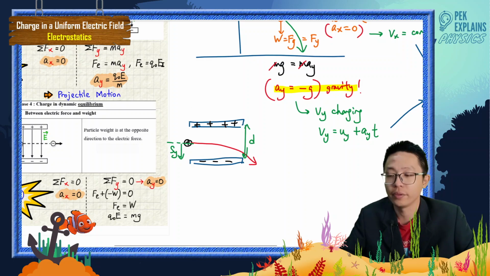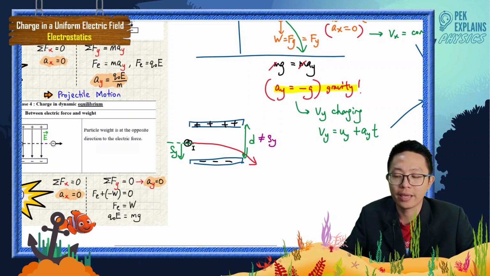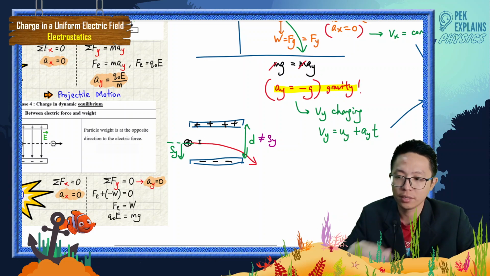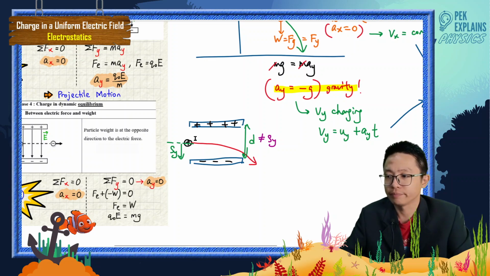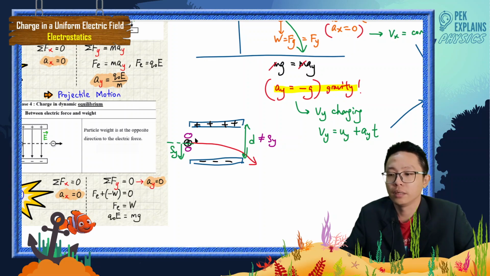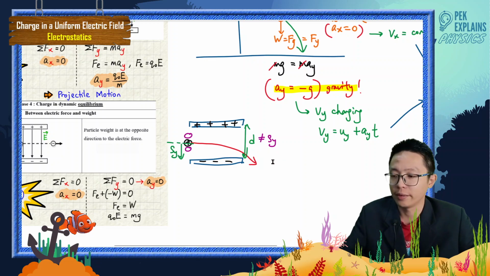So you can never, cannot regard d as Sy. Cannot regard the separation between the plates as Sy, because the charge does not enter from one side of the plate. It may enter at the middle, somewhere maybe a quarter of it, maybe over here. I don't know. So d is not Sy. That's all.